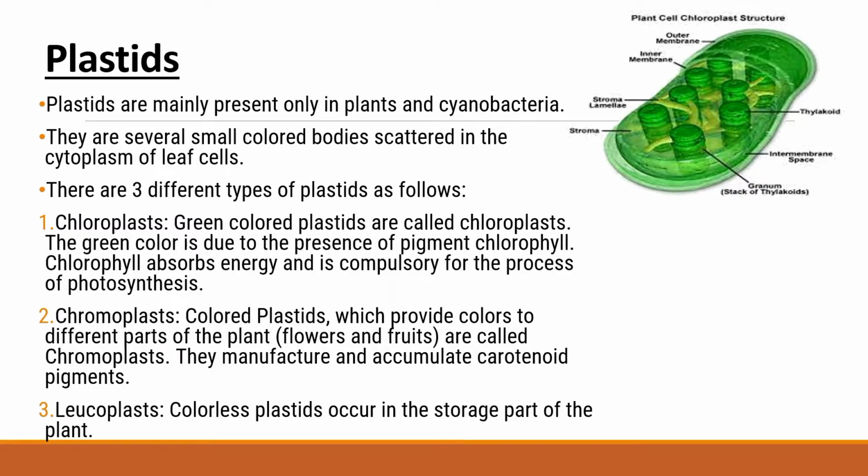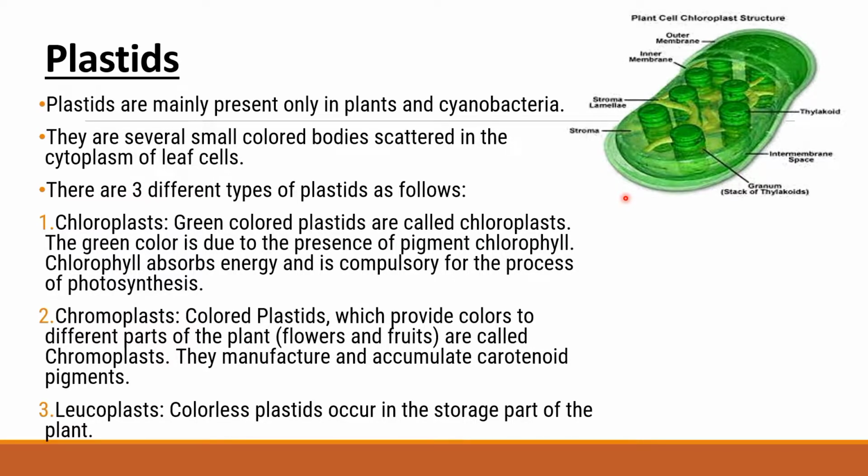Next, we have another one called plastids. Plastids are mostly present in plants and cyanobacteria. And what is the use of this plastid? That we will discuss in more detail. You see there are several small colored bodies scattered in the cytoplasm of this leaf cell. So these different colors are present in the leaf cell.